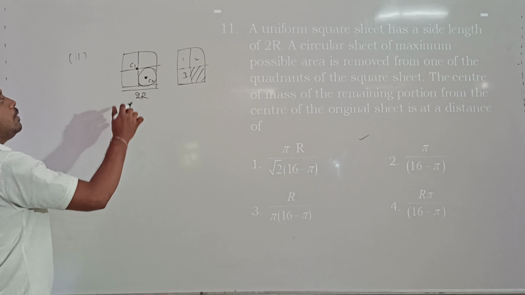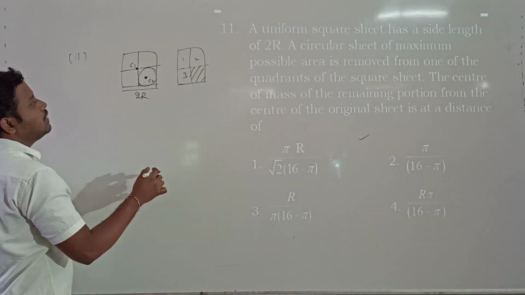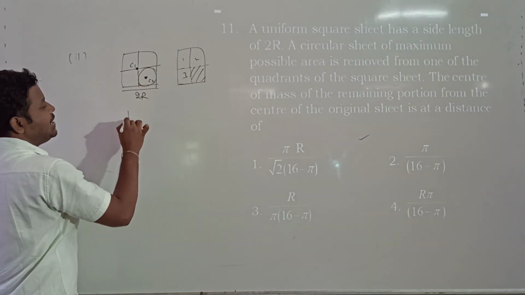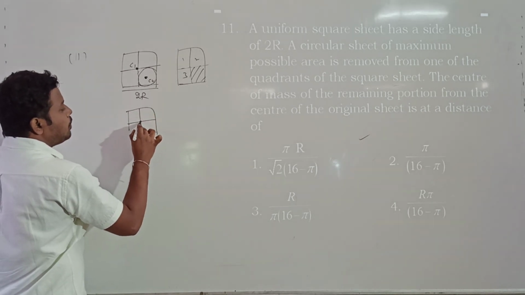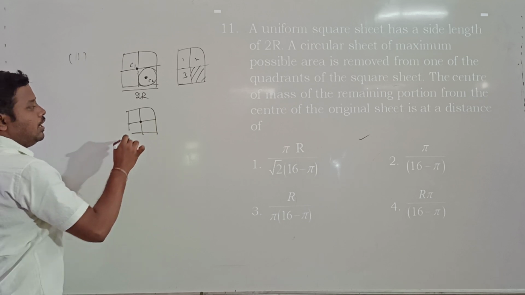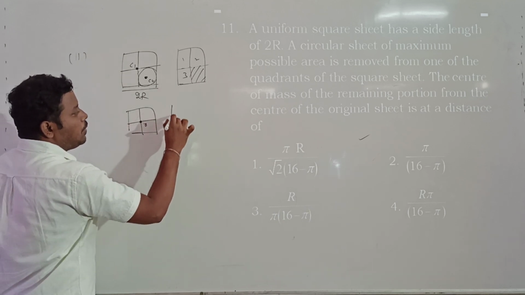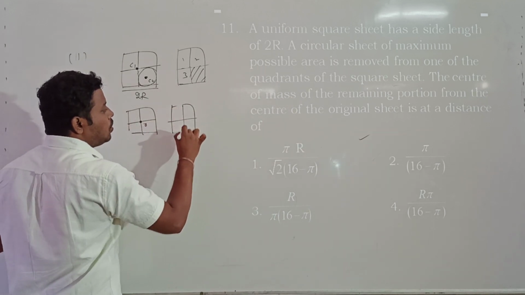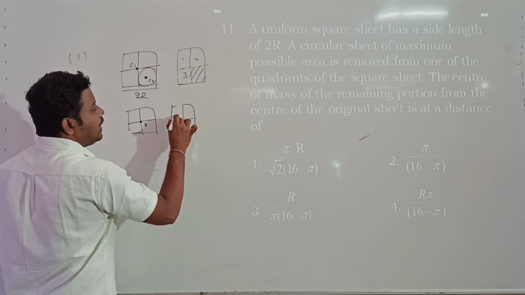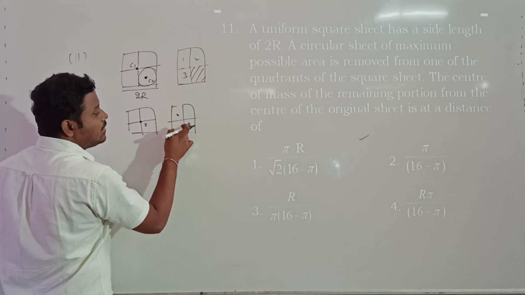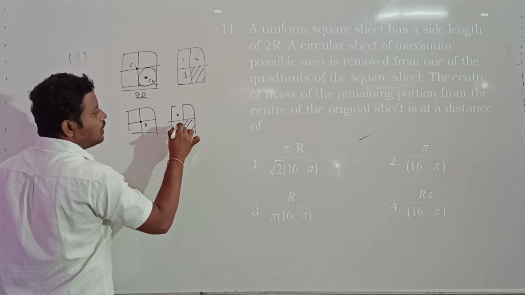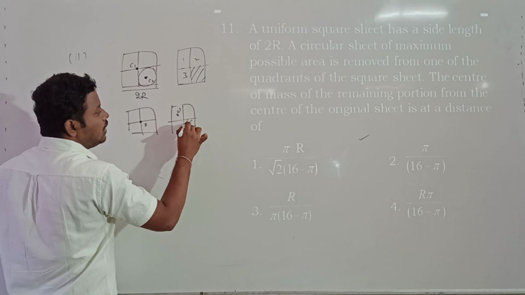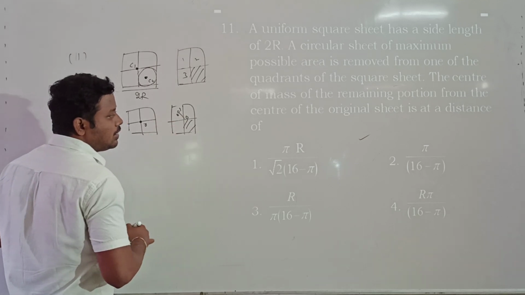Whenever mass is removed, the center of mass will be shifted. Initially this is a plate; if it is uniform, the center of mass will coincide with the geometric center. Let me call it O. After removing one part, the center of mass will shift away from the space where you removed the part. So this is O and this is the new center of mass O dash. This distance is what is asked.